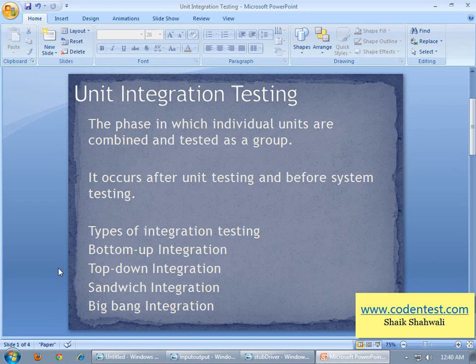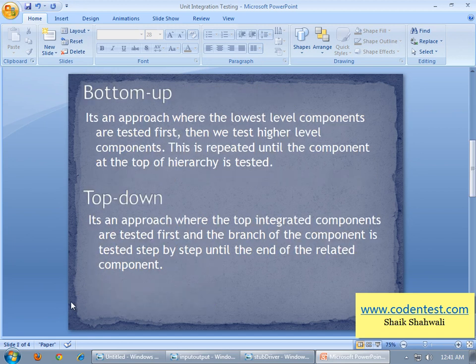and we have different types of unit integration testing. We have bottom up integration, top down integration, sandwich integration and big bang integration. Alright, we'll see this one by one. First, bottom up integration testing. It's an approach where the lowest level components are tested first. Then we test the higher level components. First lower level components are tested, then higher level components are tested.